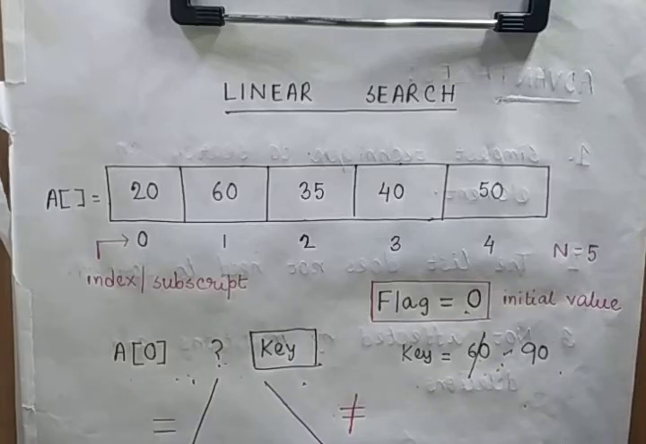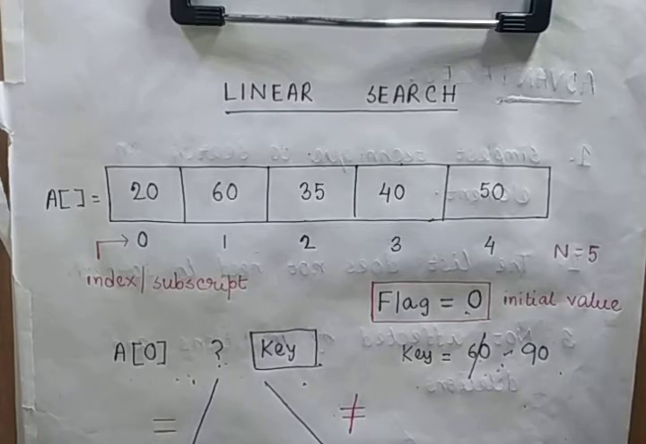Okay, today we are going to learn linear search. Now, you already know what searching is. Searching means that there is a list of elements and we are searching for a particular element within the list. Now, what is linear search?